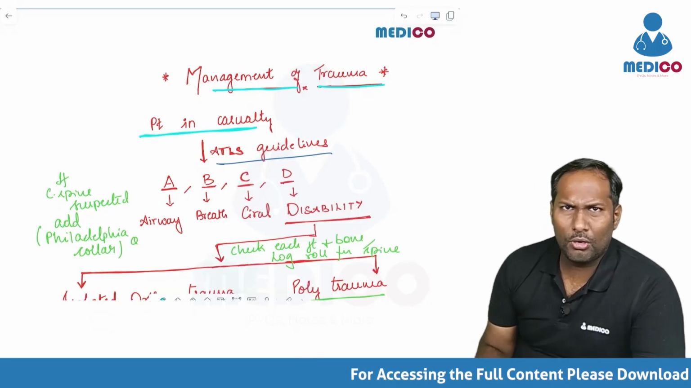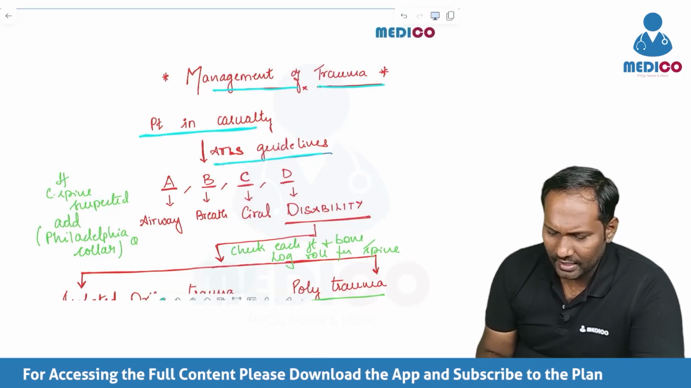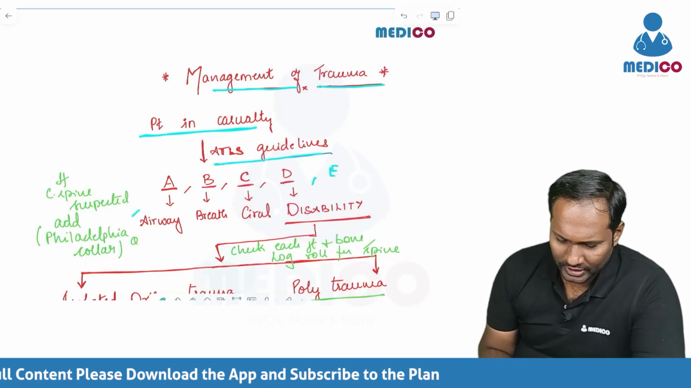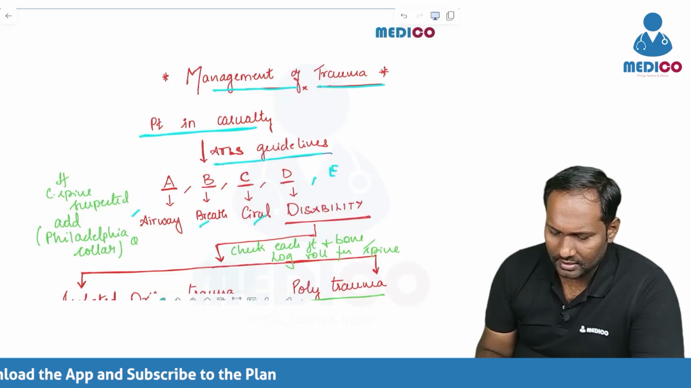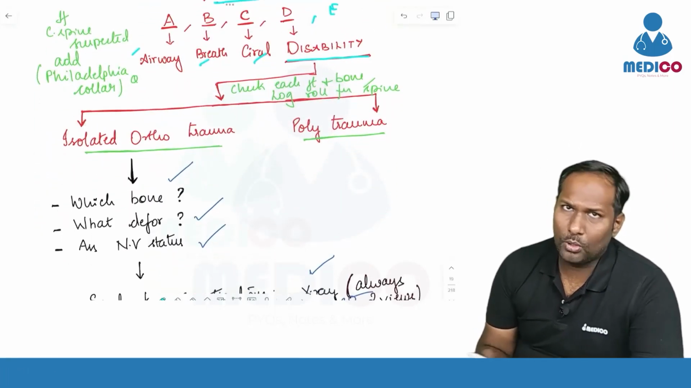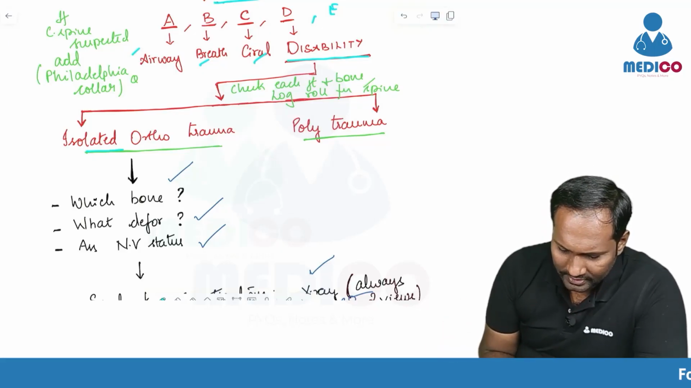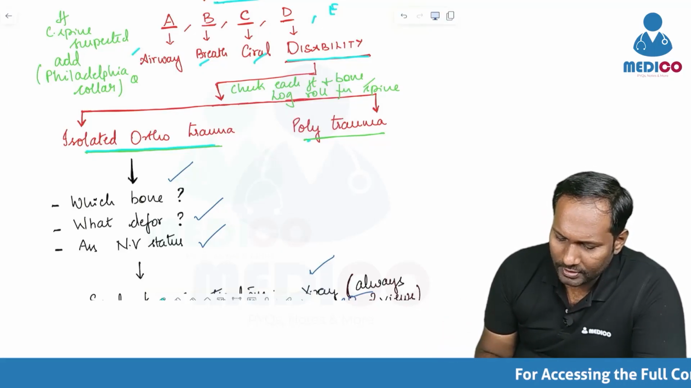As usual, for all trauma patients, you follow the ATLS guidelines. That is A, B, C, D, E. A is you check the airway, B is breathing, C circulation, and then you go for disability. In the disability is where you come to ortho. I am isolating this for orthopedic discussions, whether it's an isolated ortho trauma or a polytrauma.